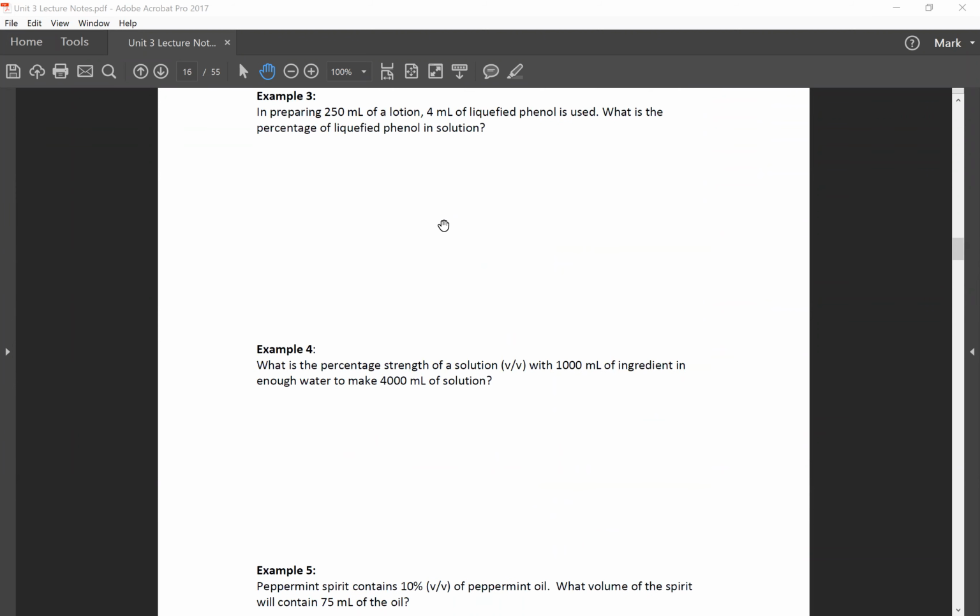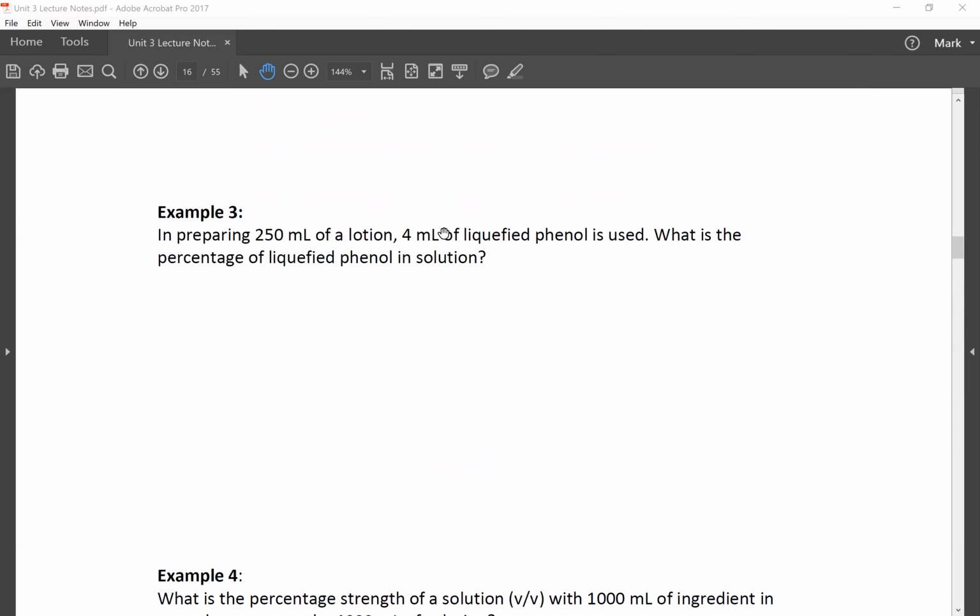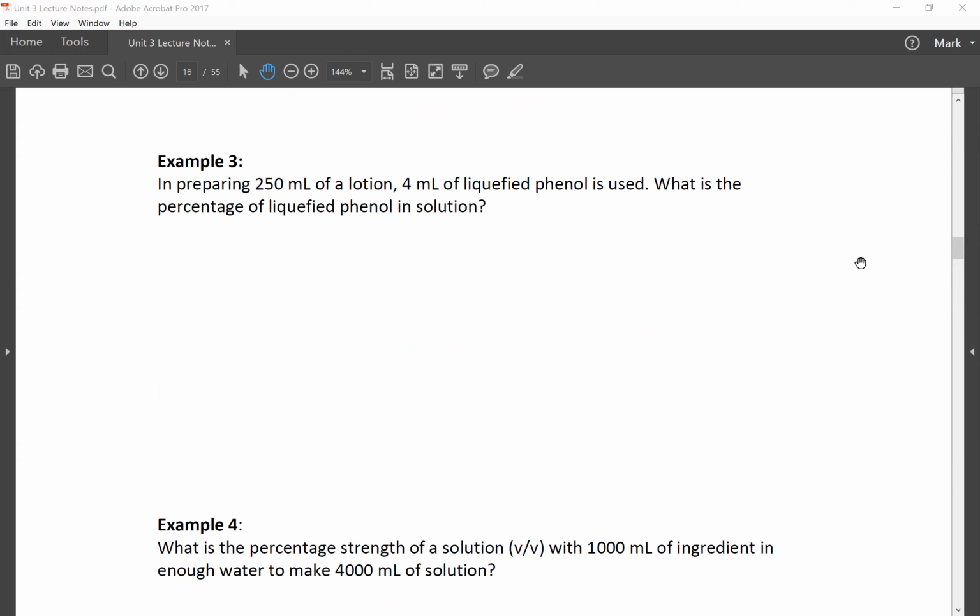All right, so let's quickly get these done. Number 3. We're making 250 milliliters of a lotion. So this is my solution, this is what I'm making. And we're using 4 milliliters of liquefied phenol. So I'm looking for my percent concentration. Very easy. It's going to be 4 over 250, and I'm going to multiply my answer by 100. So I got 1.6.